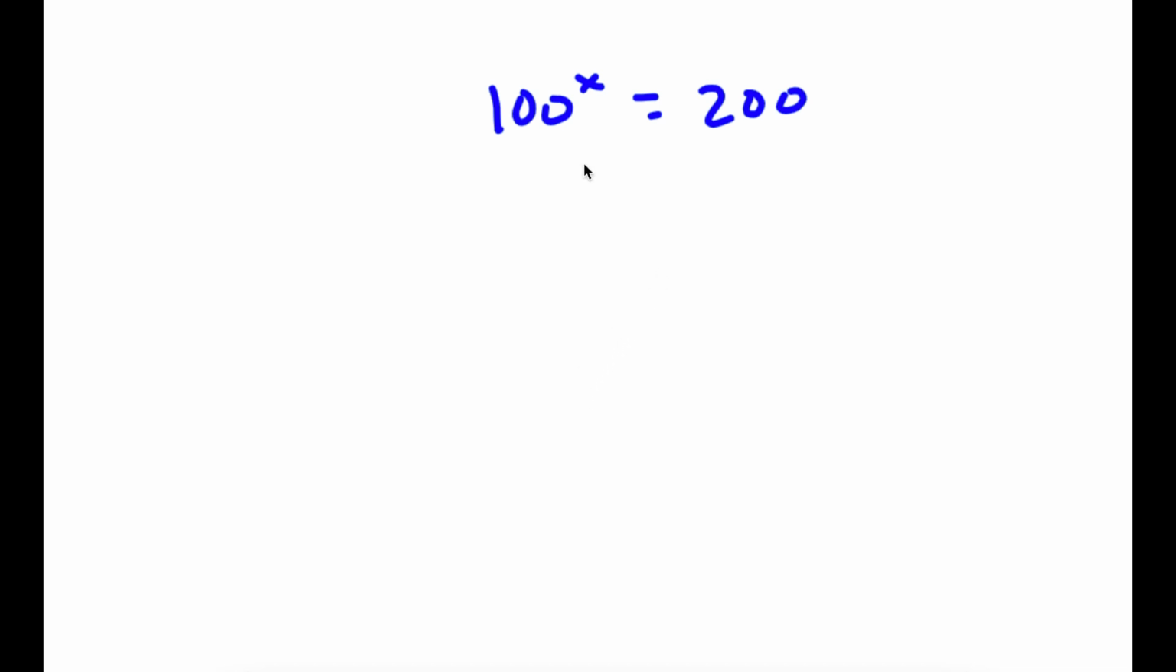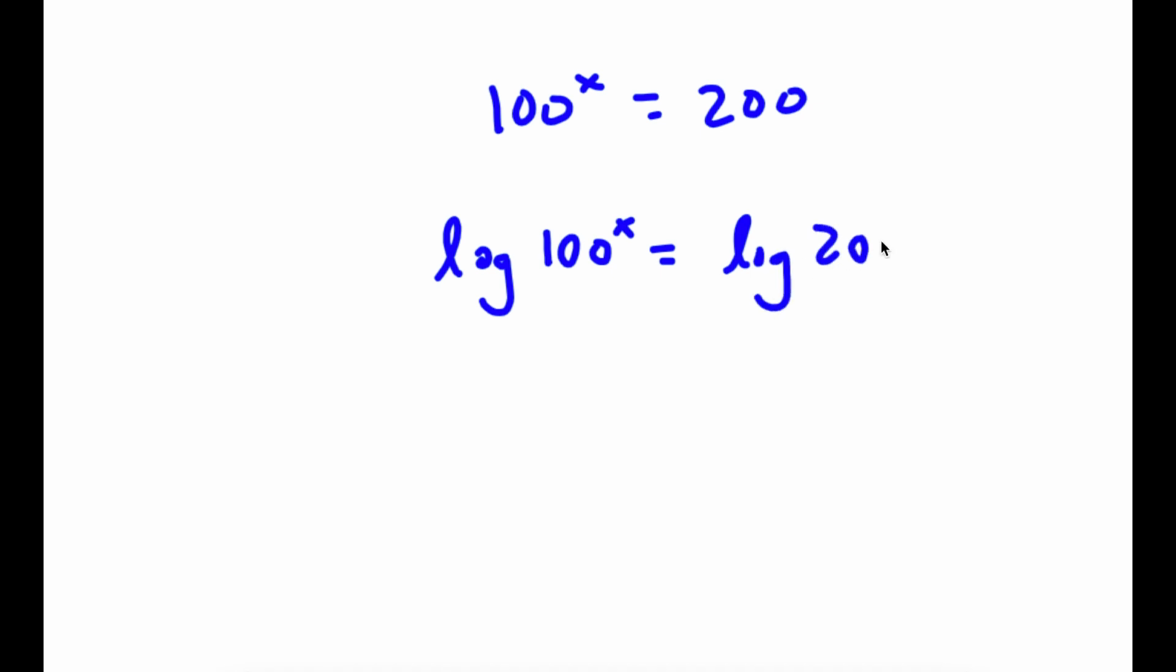Alright, so in this problem, I have 100 to the power of x is equal to 200. To solve this, I'm going to first take the log on both sides. So now I have log of 100 to the power of x is equal to log 200.